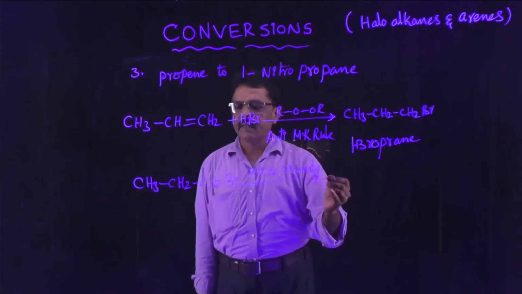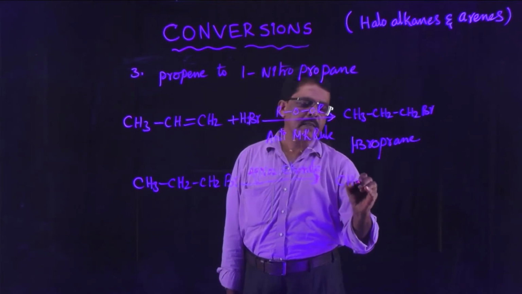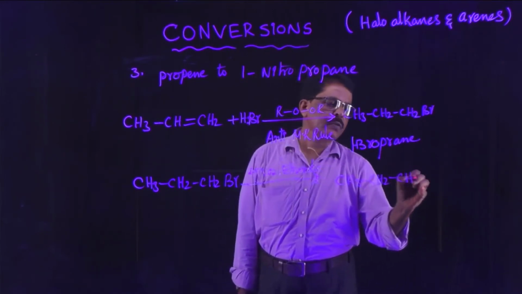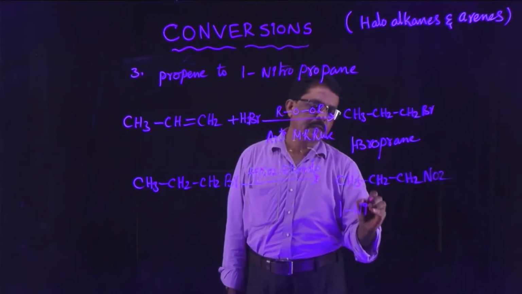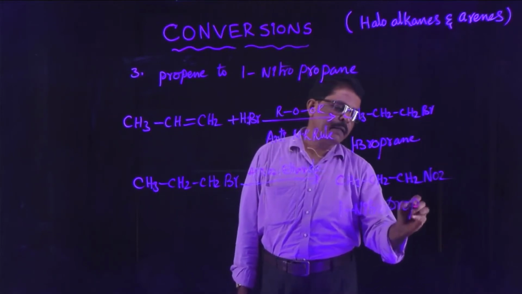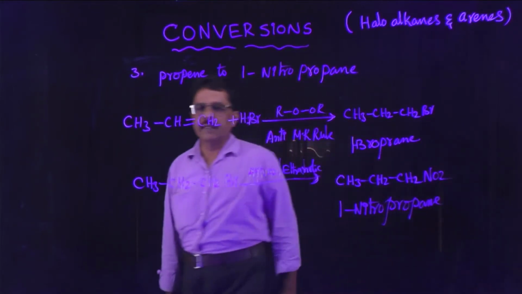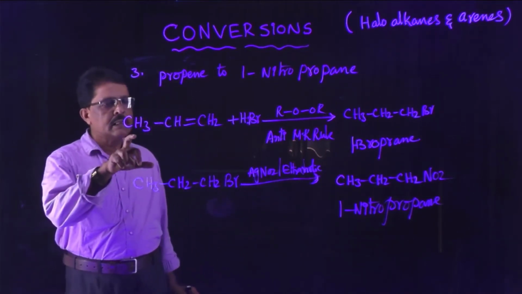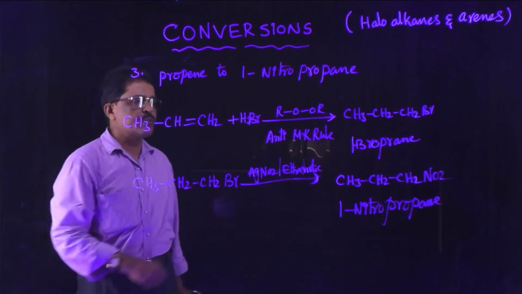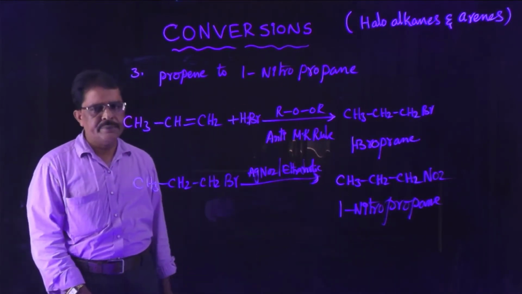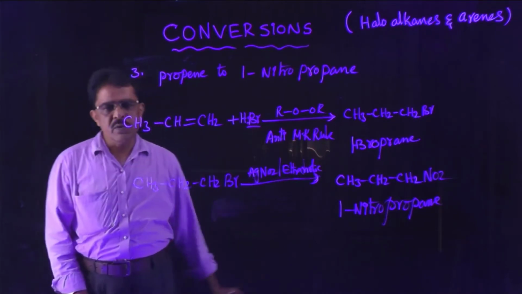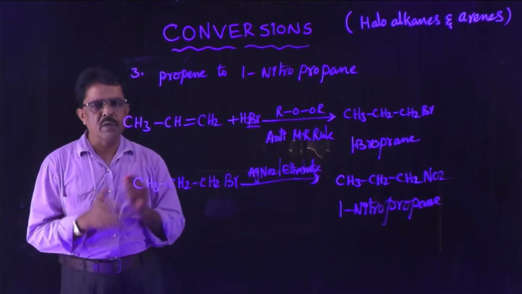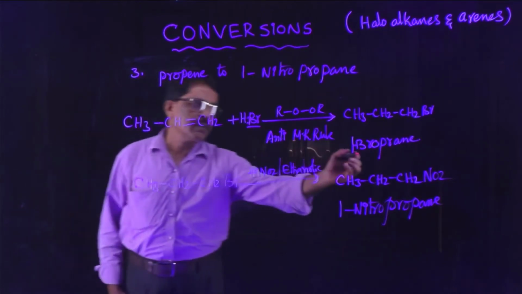Ethanolic silver nitrate, then you will get CH3CH2CH2NO2, 1-nitropropane. When propene reacts with HBr in the presence of peroxide, the peroxide effect takes place and follows the anti-Markovnikov rule. That means the negative part of the addendum goes to the double bonded carbon atom which has more number of hydrogen atoms. Then we will get 1-bromopropane.